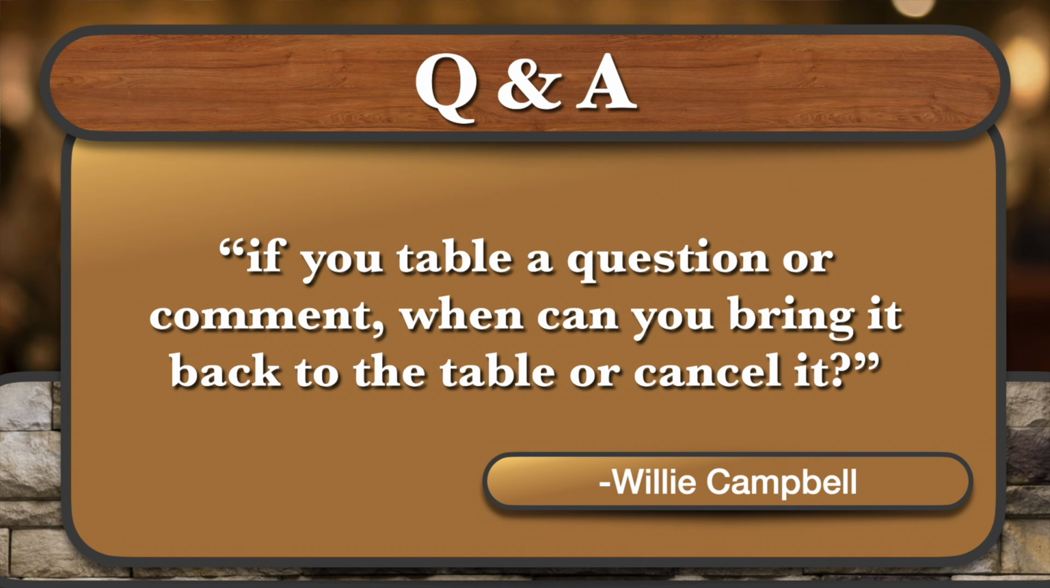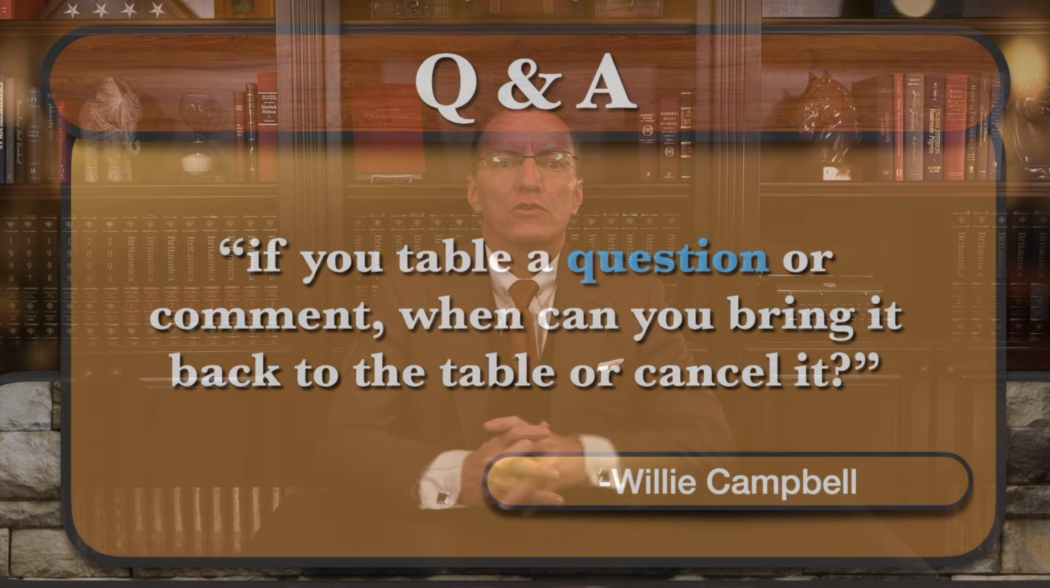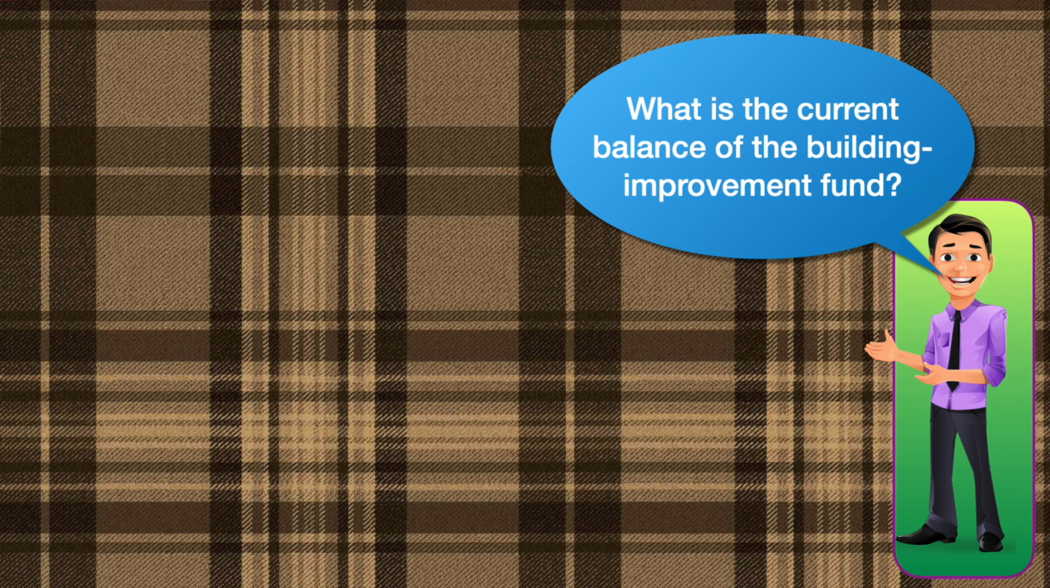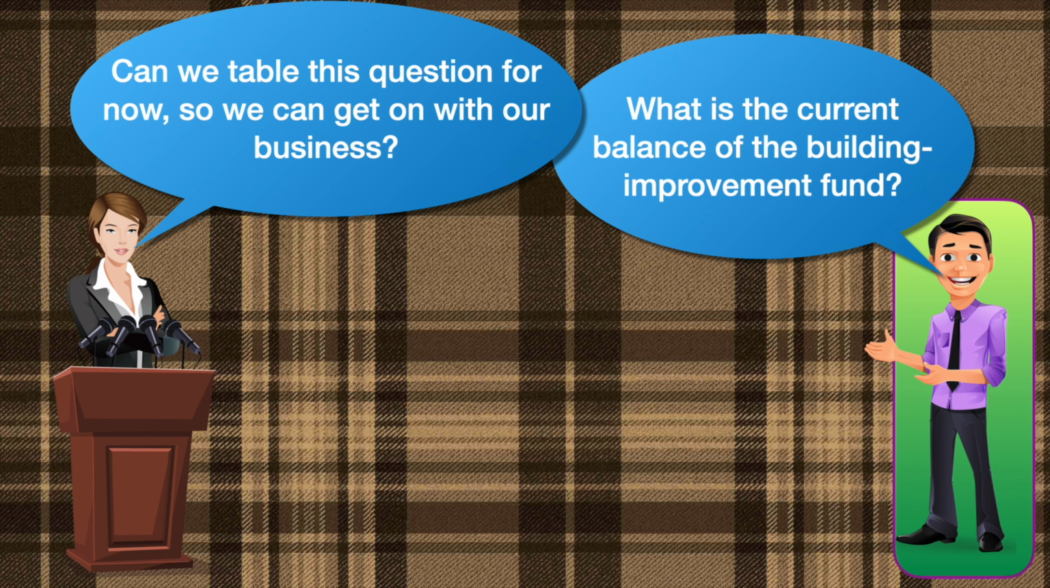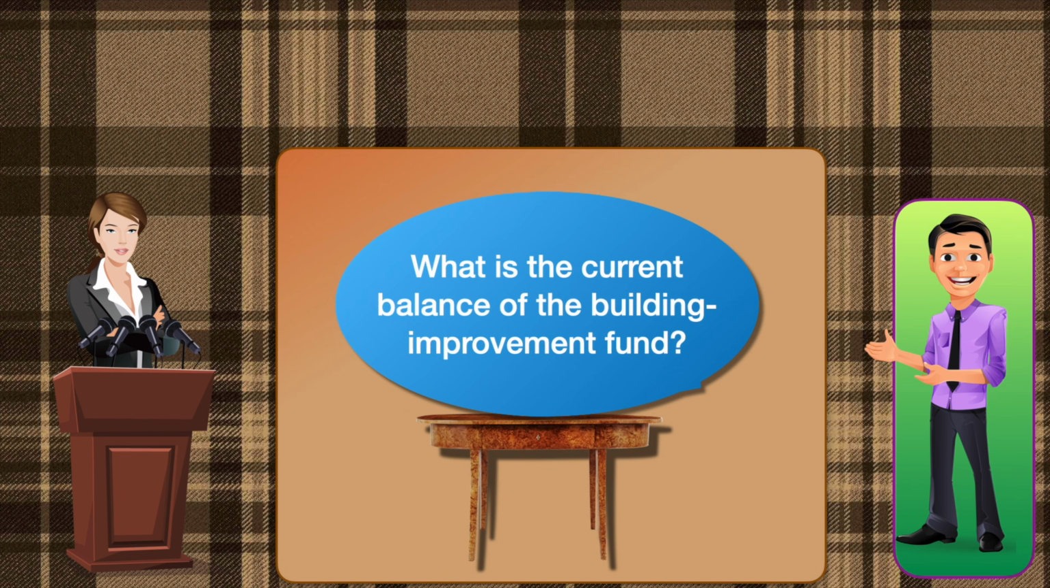I think there's one more possibility we need to cover here. Perhaps the word question in Mr. Campbell's inquiry is referring to a situation where a member asks a question in a meeting. For example, what is the current balance of the building improvement fund? And let's say the presiding officer incorrectly says, can we table this question for now so we can get on with our business? And let's say the member who asked the question agrees. And now Mr. Campbell wants to know how we get back to that question.